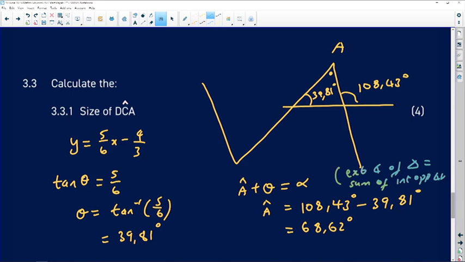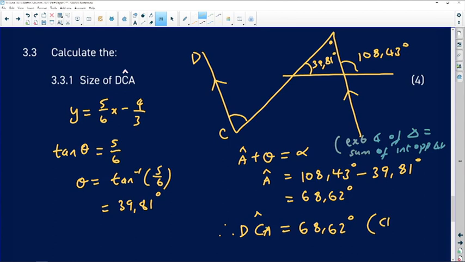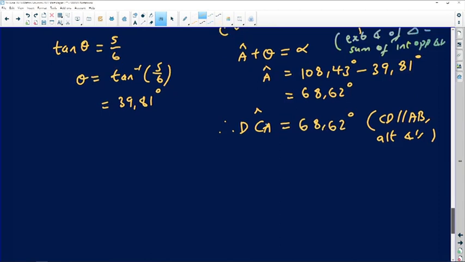Now, once I have angle A, which is 68.62, I can transfer that to work out what the value of DCA is going to be. So I'm going to say, therefore, DCA, which is the one that we have here, because there's C here, there's D here, this angle of interest here. Since the lines are parallel to each other, we've got a pair of alternate angles. So DCA is going to be equal to 68.62 degrees because CD is parallel to AB. So we've got a pair of alternate angles existing right there. Okay, cool.